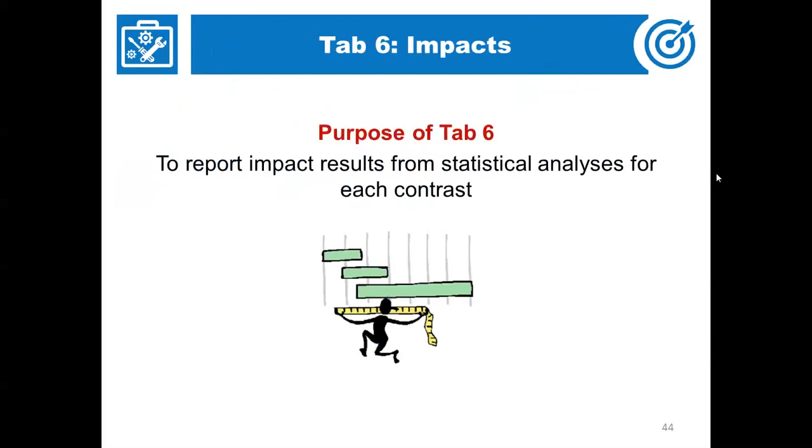Okay, there we go. All right, tab 6 is used for reporting the impacts for each contrast. When you complete the tab, you'll have all the data that you need to create exhibits about intervention impacts for reports, journal articles, or other publications about the intervention effects.